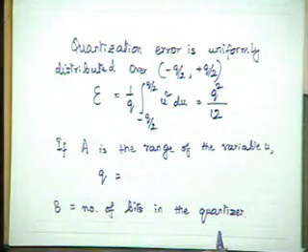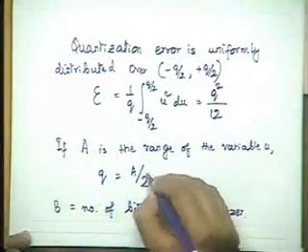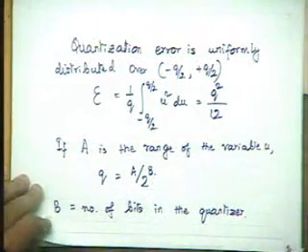Can anybody give me the answer? A is the range of the variable, and B is the number of bits I am using in the quantizer. So obviously we have 2 to the power B levels, and if I divide A by that, that simply gives me the quantization step Q. So I think already the right answer has come from the audience. So this Q is going to be A by 2 to the power B.